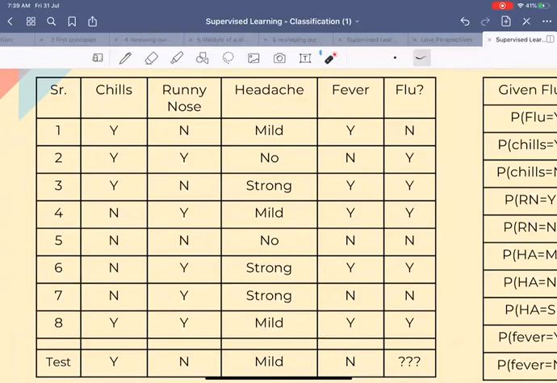What is our example? This is a medical example where we are looking at certain base features: does someone have chills, a runny nose, a headache, a fever? Based on this information, we are seeing whether a person has flu or not. For the past 8 examples, we have data. For example, someone has chills, no runny nose, a mild headache and fever, then no, they don't have flu. In the second example, someone has chills, a runny nose, no headache, no fever, then they have flu.